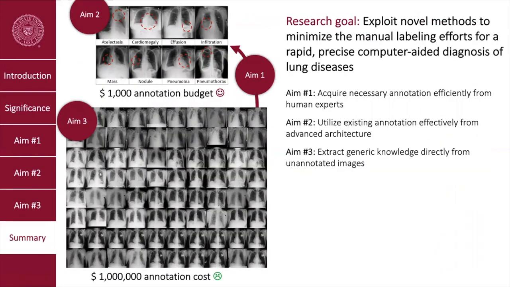To sum up, my research goal is to exploit novel methods to minimize the manual labeling effort for rapid and precise computer-aided diagnosis for lung disease. Three aims. First, collect the most important subset of the images and pay for it, label it. And using this annotation, we want to devise advanced deep neural architecture to make good use of this precious annotation. And finally, we aim to also look into the large amount of unlabeled images to learn the generic image representation to help the deep model learn better and learn faster.